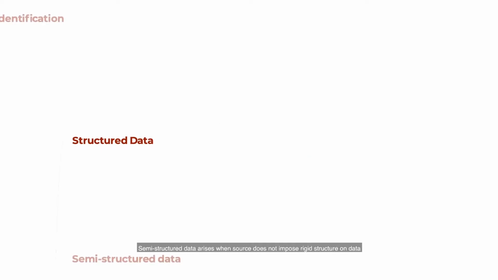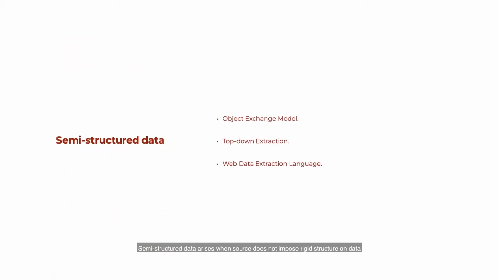Some semi-structured data arise when the source does not impose rigid structure on data. Object exchange model helps the user to accurately understand the structure of the information that is available on the web. Top-down extraction helps in extracting complex objects from a rich web source and decomposing them into less complex objects until atomic objects have been extracted. Web data extraction language helps in converting web data to structured data and then delivers this data to end users. The data is stored in the form of tables.